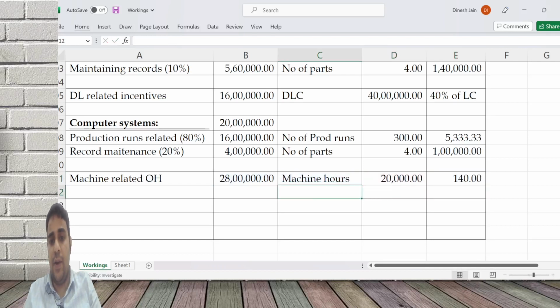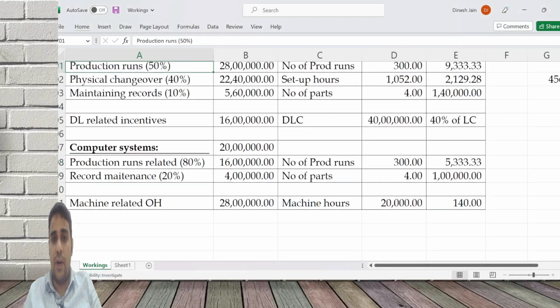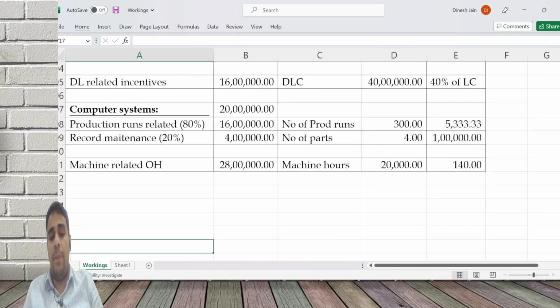This itself has taken away a good amount of time. First is getting the recovery rates. For the entire 1 crore 20 lakh, I'm splitting that into 7 expenses: production runs indirect expenses, physical changeover indirect expenses, maintaining records indirect labor, DL related incentives, production runs related computer systems, record maintenance for computer systems, and machine related overheads. Now we will pass this on to the products. Any doubts on this?